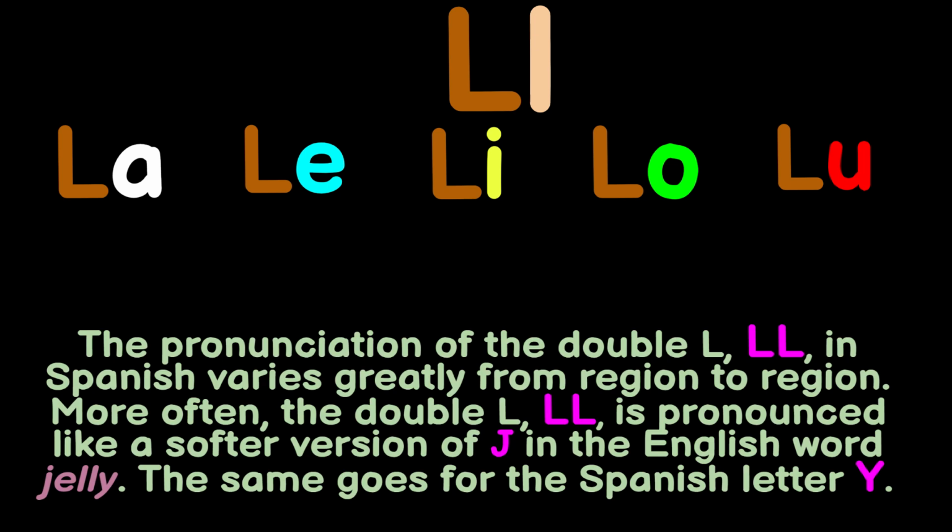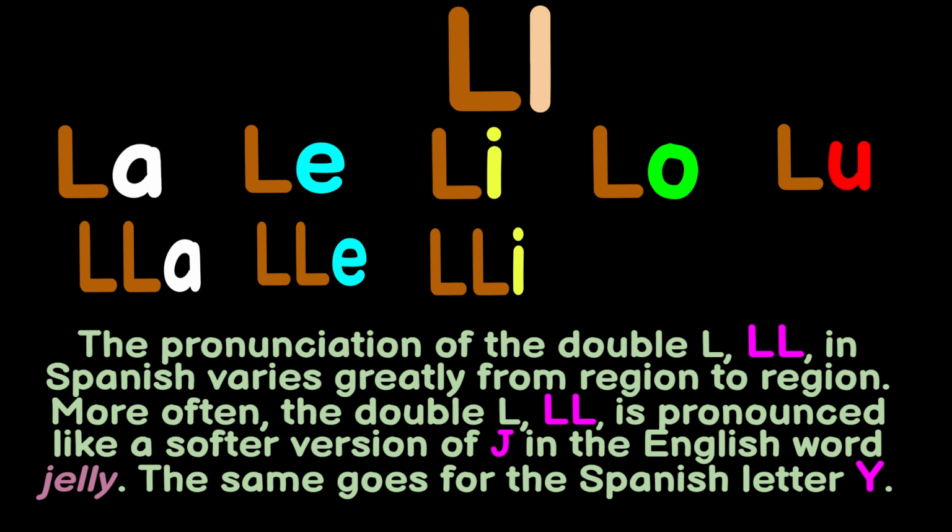L, la, le, li, lo, lu. The pronunciation of the double L in Spanish varies greatly from region to region. More often, the double L is pronounced like a softer version of J in the English word jelly. The same goes for the Spanish letter Y. Ya, ye, yi, yo, yu.